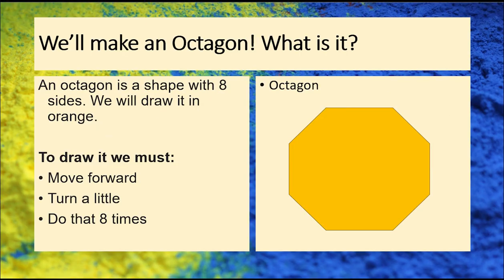We'll make an octagon. What is it? An octagon is a shape with 8 sides. We will draw it in orange. To draw it, we must move forward, turn a little, and do this 8 times. Here's a picture of an octagon.